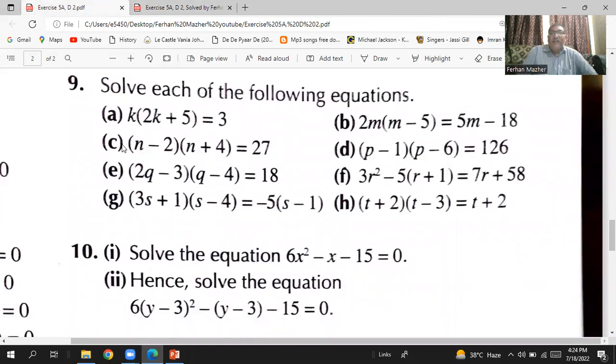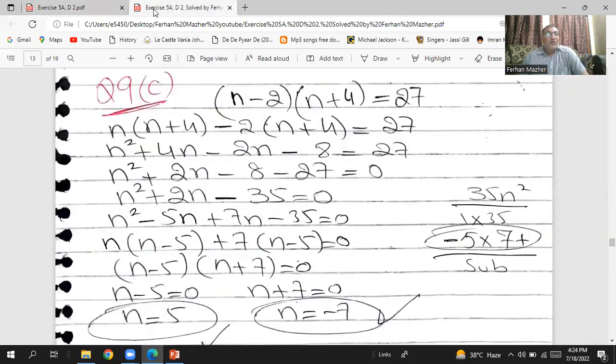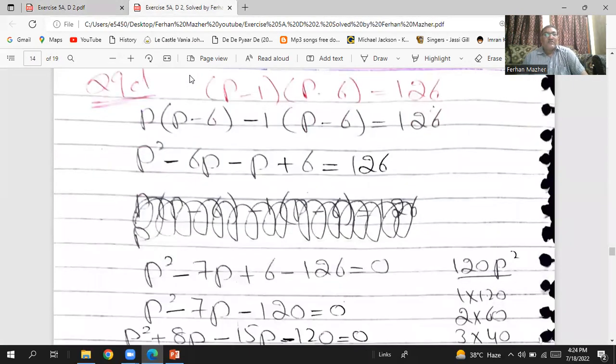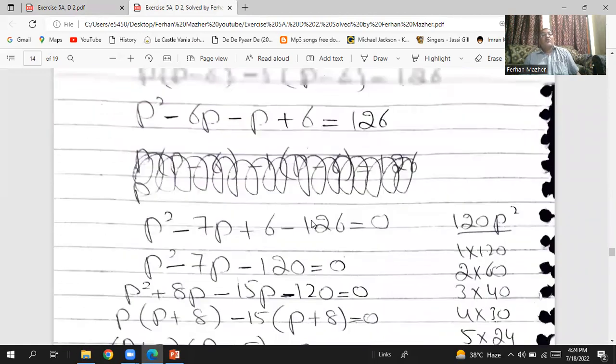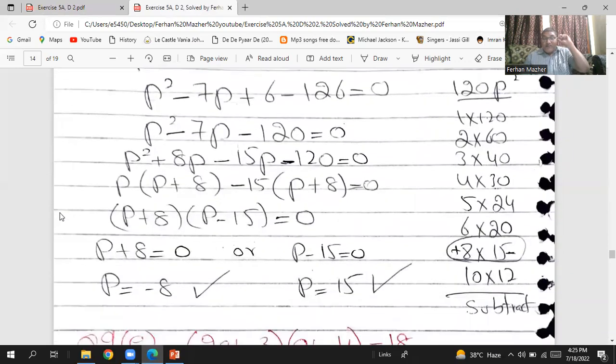The question number 9 is D part. In one bracket, we have p minus 1, and in the other bracket, we have p minus 6. And these two brackets are multiplying with each other and equals to 126. So this p will multiply with this second bracket, then this minus 1 will multiply with the second bracket and equals to 126. So you will have p square minus 6p minus p plus 6 equals to 126. So you will have p square minus 7p plus 6 minus 126 equals to 0. So you will have p square minus 7p minus 120 equals to 0.